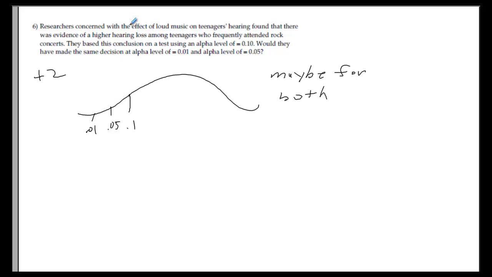And the last one is, I think almost everybody missed this one. It says, the researchers found that there was an effect on hearing from loud music, which means there was significant hearing loss. That means the test statistic or the p-value was less than 0.1. The question is, would it have also been rejected at 0.01 or 0.05? The answer is maybe. If it was very significant, like if the test stat was down here, we'd say, yeah, reject it for both. If it was in between here, we'd say reject it for this one, but not that one. So the answer is maybe, because we don't know where it's at.